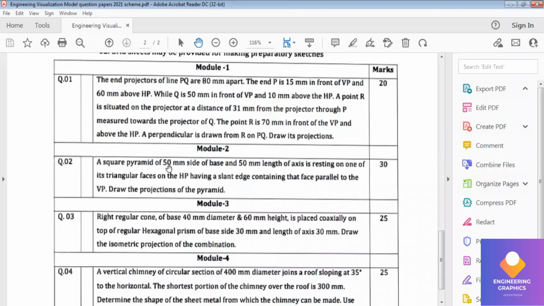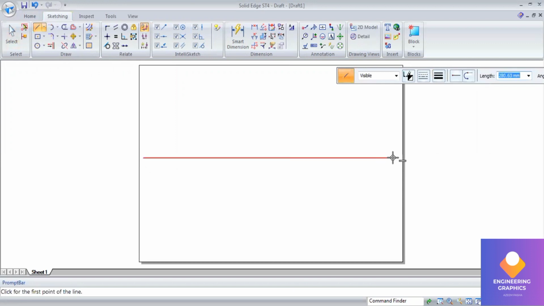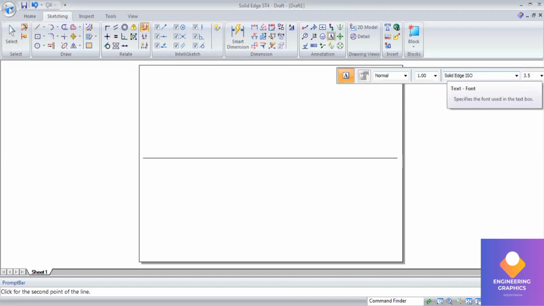Okay, now we will go to the second problem, that is the solids problem. The square pyramid, 50 mm side base and 50 mm length of axis, is resting on its triangular face on the HP with the slant edge. Okay, first I will be constructing the XY line. So the thickness of the XY line is 0.25 mm.